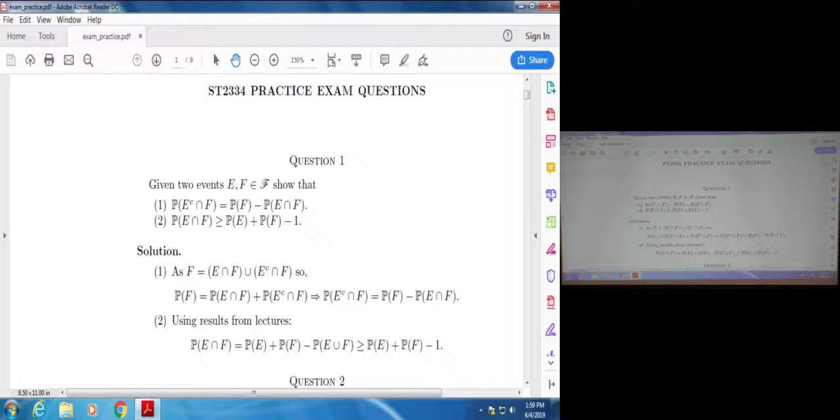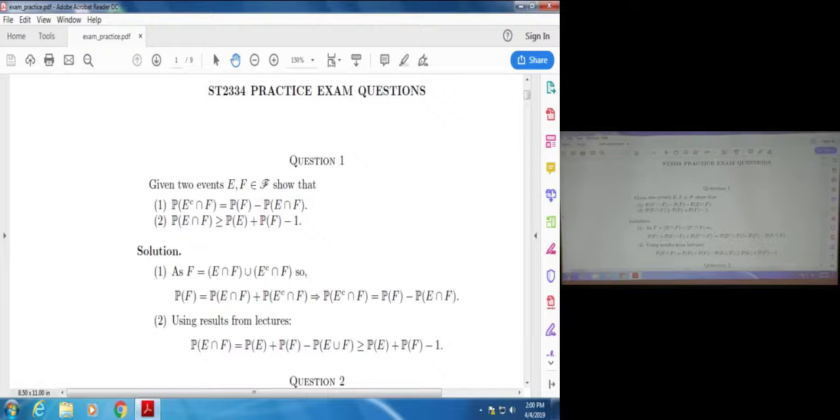So what we're going to do today, and probably this is the only session this week, is just go through some exam practice questions. These are some things you can look at and work on when you're preparing for the exam, which is on May the 8th. So let's go through this sheet.